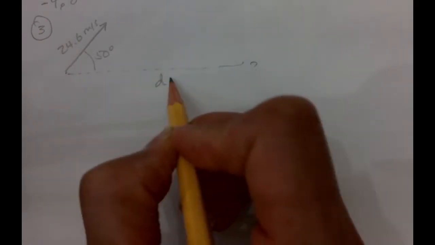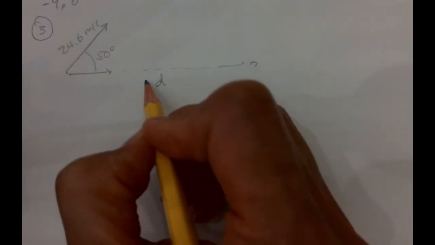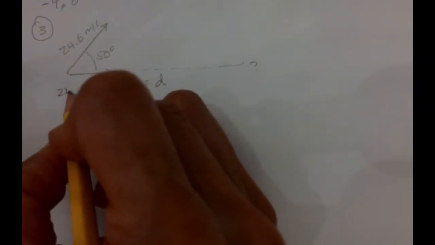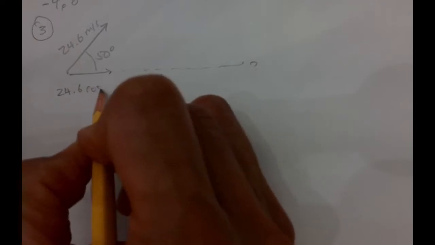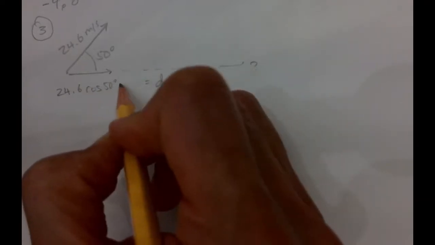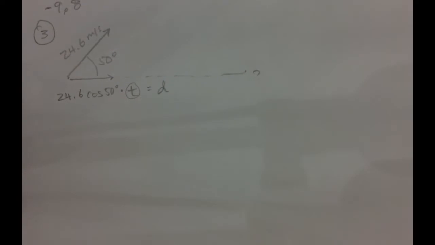Alright, so for the horizontal distance, we're going to need to know the horizontal velocity and the time. So the horizontal velocity we know is 24.6 cosine 50 degrees times time. That will be our answer. Okay, so the key now is to find out the time. How long does this guy spend in the air?